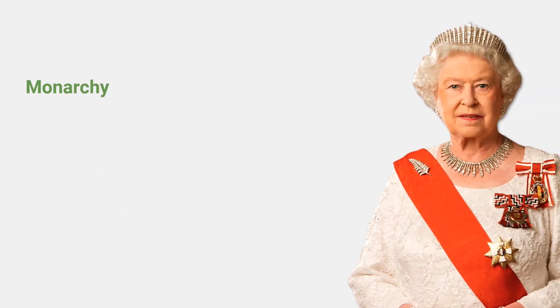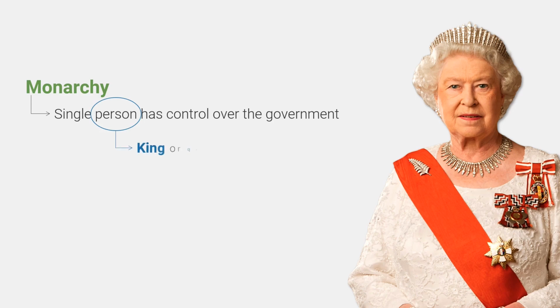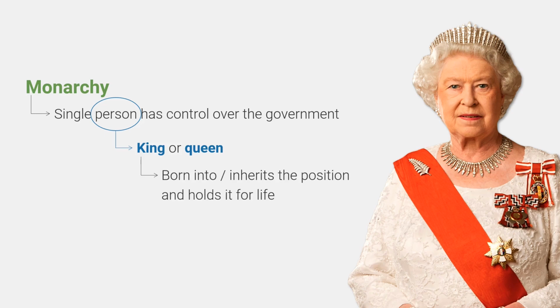Monarchy. A monarchy is a form of government in which a single person, usually a king or queen, has complete control over the government. The monarch is usually born into the position, inherits the power to rule, and holds it for life. In the past, most monarchies were absolute. The monarch had the authority to make all the decisions, while there was little or no participation from the people.